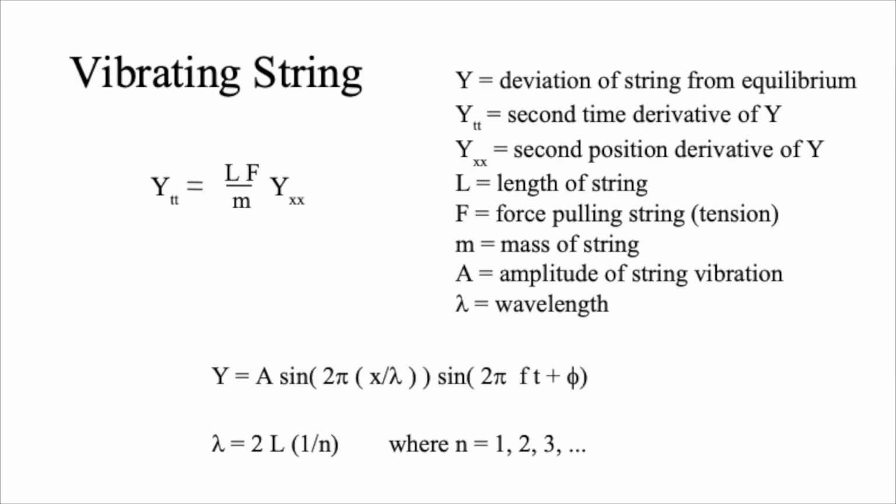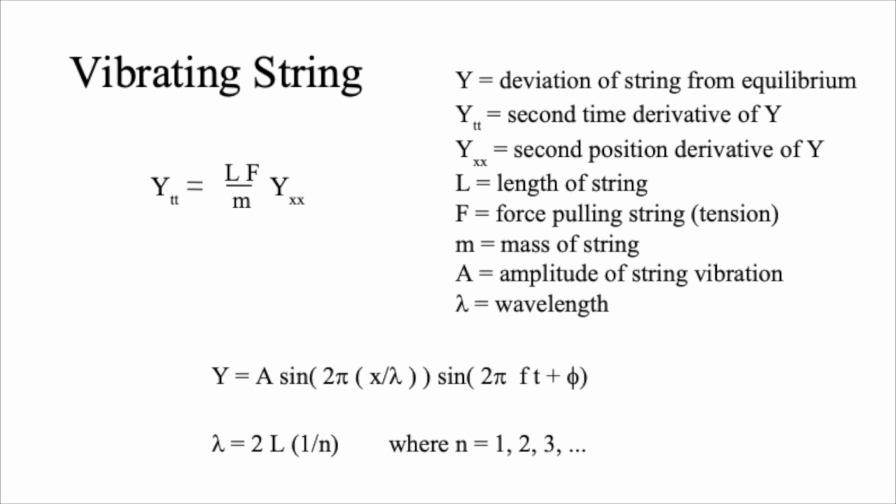Another interesting situation is when a string is pulled tight and vibrating, which is how a guitar produces sound. This vibration can be described with this differential equation, which can be derived using Newton's second law applied to a very small section of the string. Here, y is the deviation of a small part of the string from equilibrium, m is the mass of the string, l is the length of the string, and F is the force pulling on the string, which is also called the tension. The fact that the ends of the string are fixed limits the types of motion equations that are consistent with the above differential equation. Some of these equations are described at the bottom of the page.